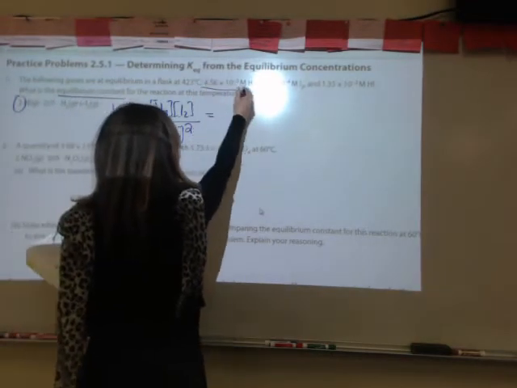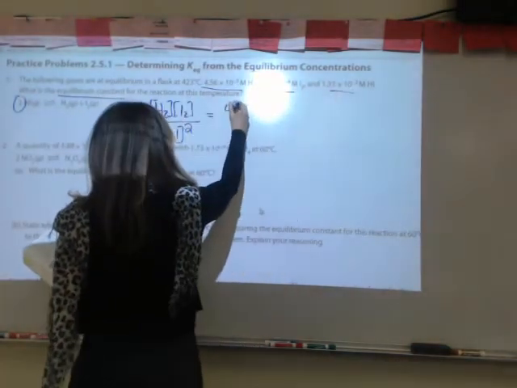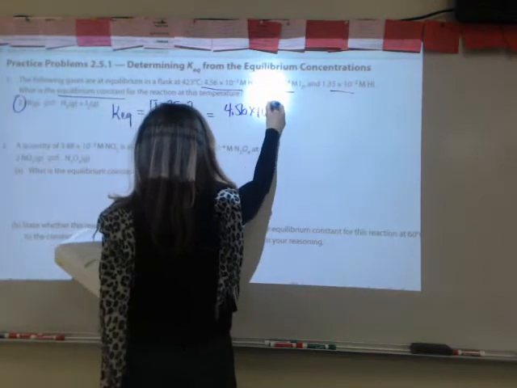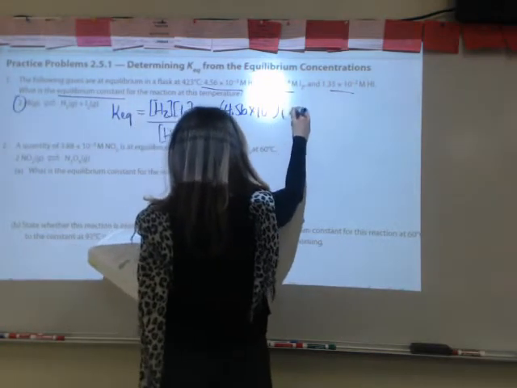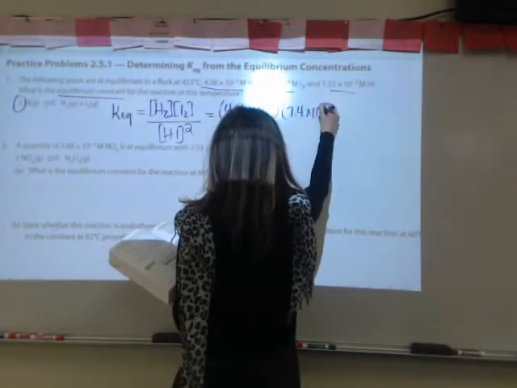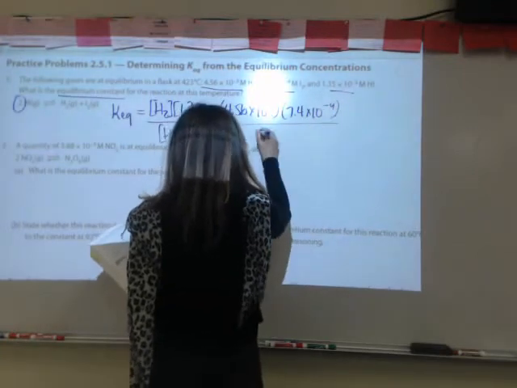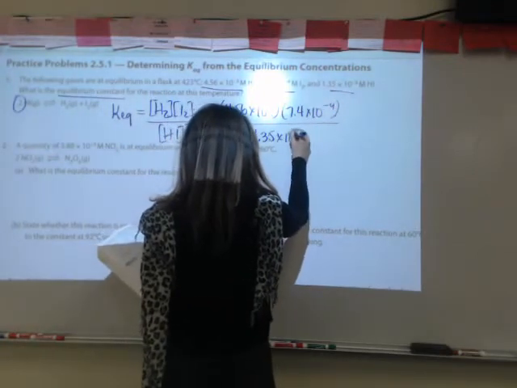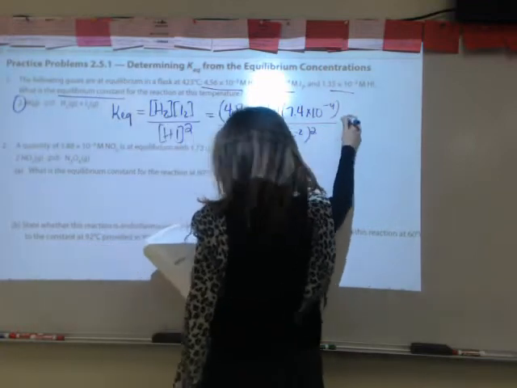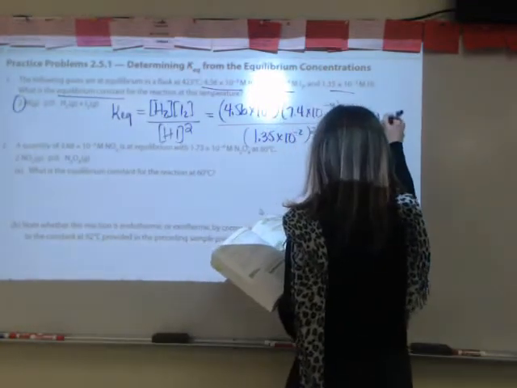We're going to substitute these values in. So it's 4.56 times 10 to the negative third times 7.4 times 10 to the negative fourth divided by 1.35 times 10 to the negative second squared. You're going to end up getting 0.019.